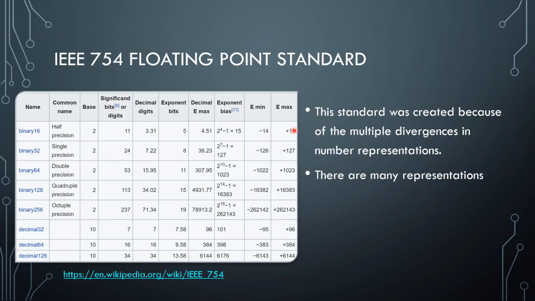After many divergences because of number representations, the IEEE, which is an association for electronic and electrical engineers, standardized IEEE 754. Based on this table, there are many representations. However, we will be focusing on two, the single precision and the double precision.